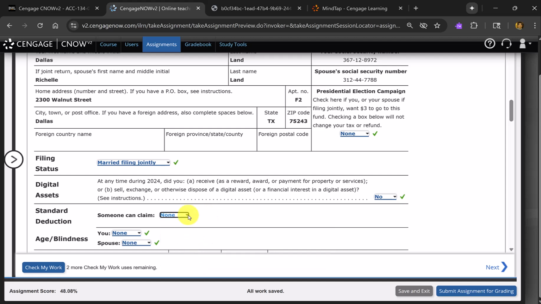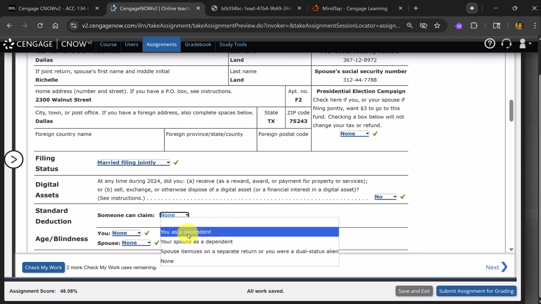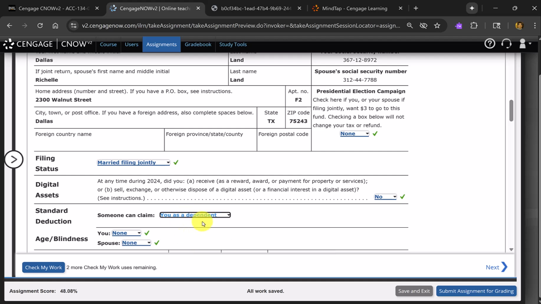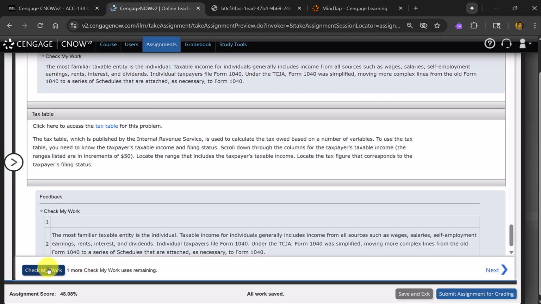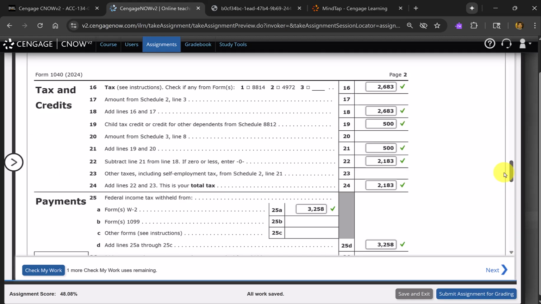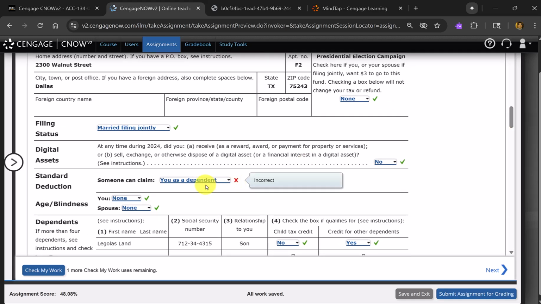none here. I tell you what, let me purposely answer it wrong. You as a dependent, or Richelle as a dependent, or both of them as a dependent. Let me check my work again and take a look at that answer. Okay, now you see the red X because this is wrong and not just left empty. Yeah. Look, I have one more check my work attempt. Now keep in mind, after I submit the whole homework assignment, the next time I try this whole homework assignment, this will reset to 3 more check my work attempts. Again, so there's no reason why you should not get a perfect 100% for homework assignments.